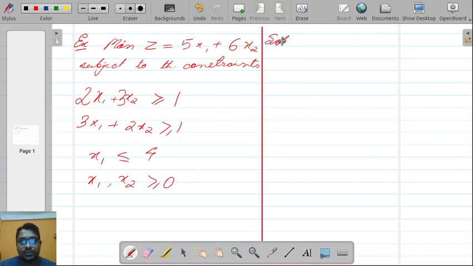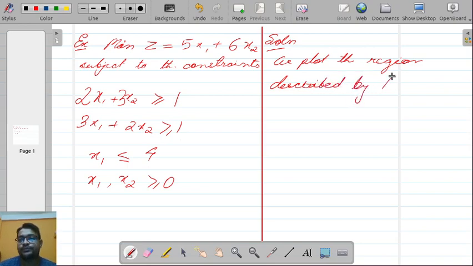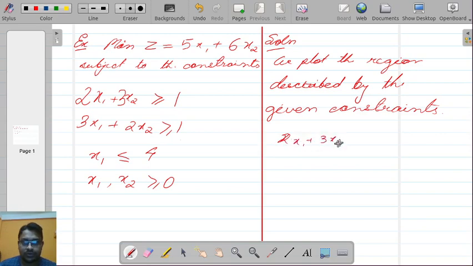So in the solution what we'll write: we plot the region described by the given constraints. So what are the constraints? So let us write it. 2x1 plus 3x2 greater than or equal to 1.